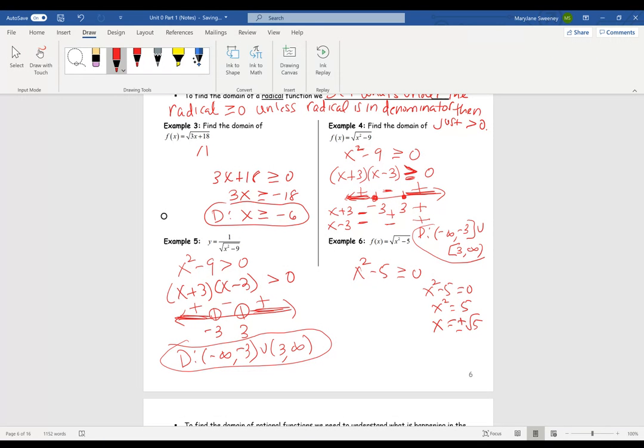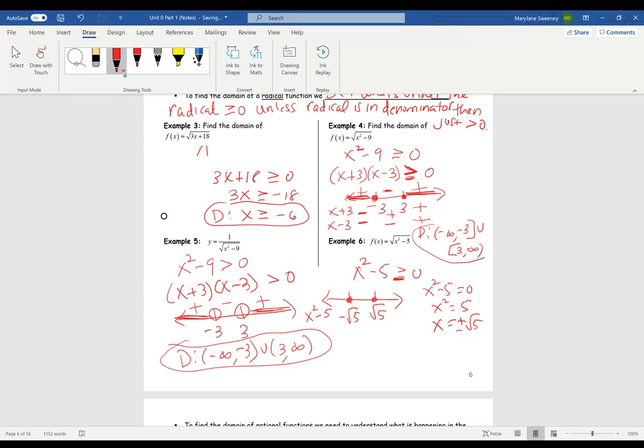Which is negative radical 5 and positive radical 5. So those would be my critical values that go on the number line. Equal to here means that we are counting those, we're coloring those in. Greater than means we have to partition. So since I can't put factors, I have to put the whole x squared minus 5 on the line.